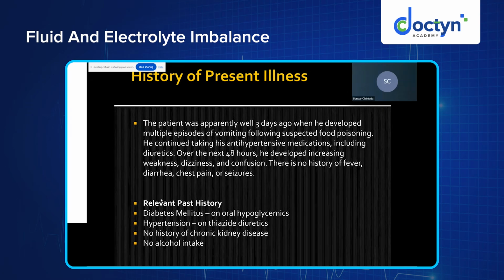Now let us look at the HOPI of the patient. The patient was apparently well 3 days ago when he developed multiple episodes of vomiting. This is maybe due to suspected food poisoning, some food intake which he must have consumed. He continued taking his antihypertensive medications, including the diuretics. But over the next 48 hours, he developed increasing weakness, dizziness and confusion. There is no history of fever, diarrhea, chest pain or seizures.